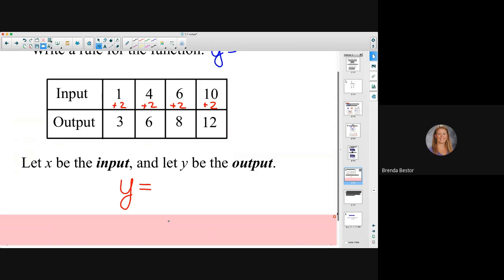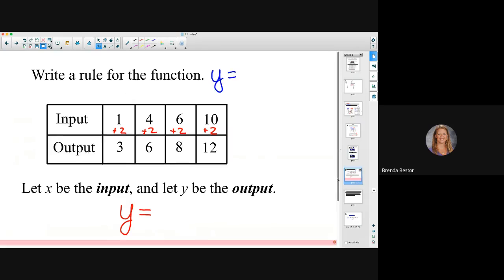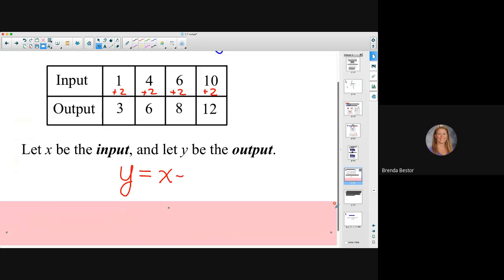All rules start with y. We have an input. Our input is x. We're putting in an x, and we're outputting. What are we going to do to that x every time? We are going to add 2 to it. So that's what our function box is doing. When we put in a 6, we're going to get out an 8. That's the rule that we're trying to make. Put in an x, add 2 to it while it's in the function box.